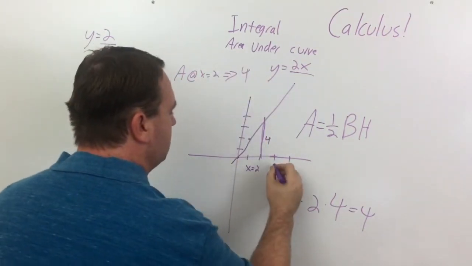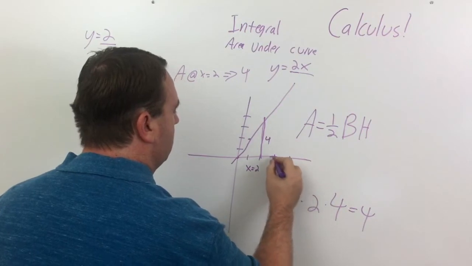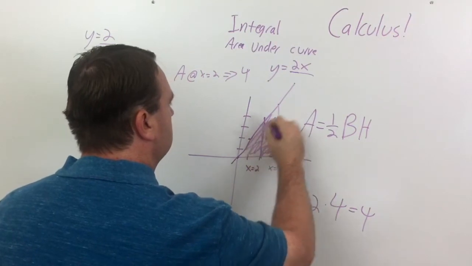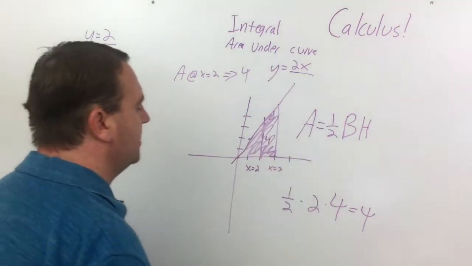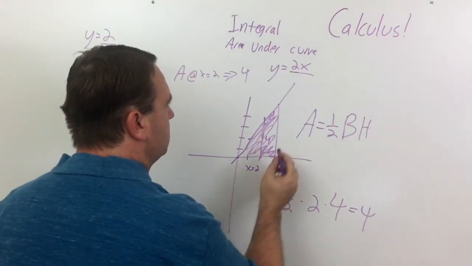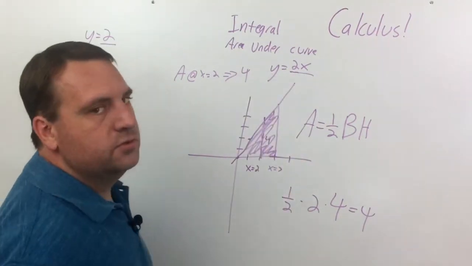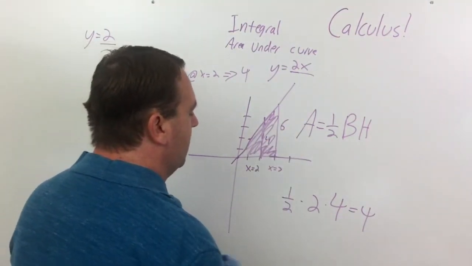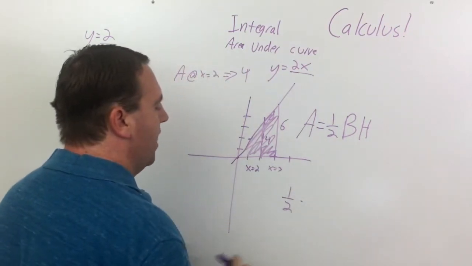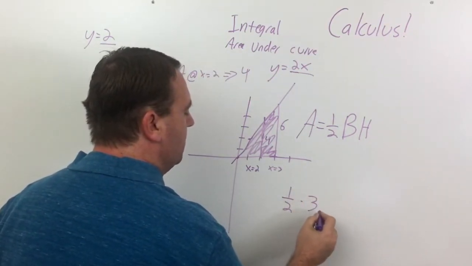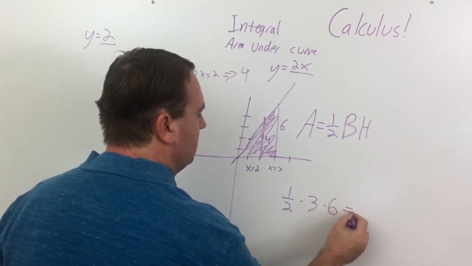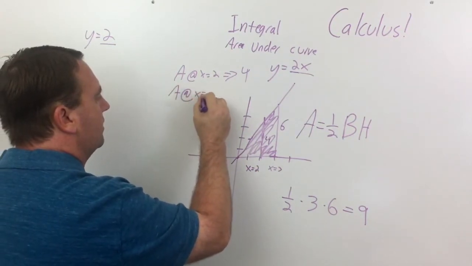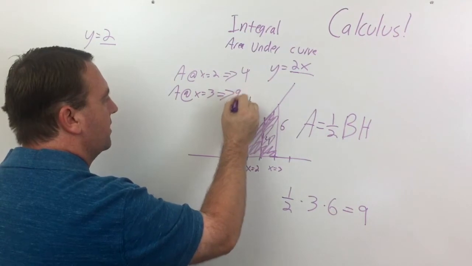Okay, so what about at x equals 3? Okay, this still forms a triangle. So we still use the formula 1/2 base times height. So at x equals 3, what's our y value? Well, y is equal to 2 times our x value. So therefore, our y will be 6. So this will now be 1/2 times 3 times 6, which is equal to 9. So the area at x equals 3 is 9.